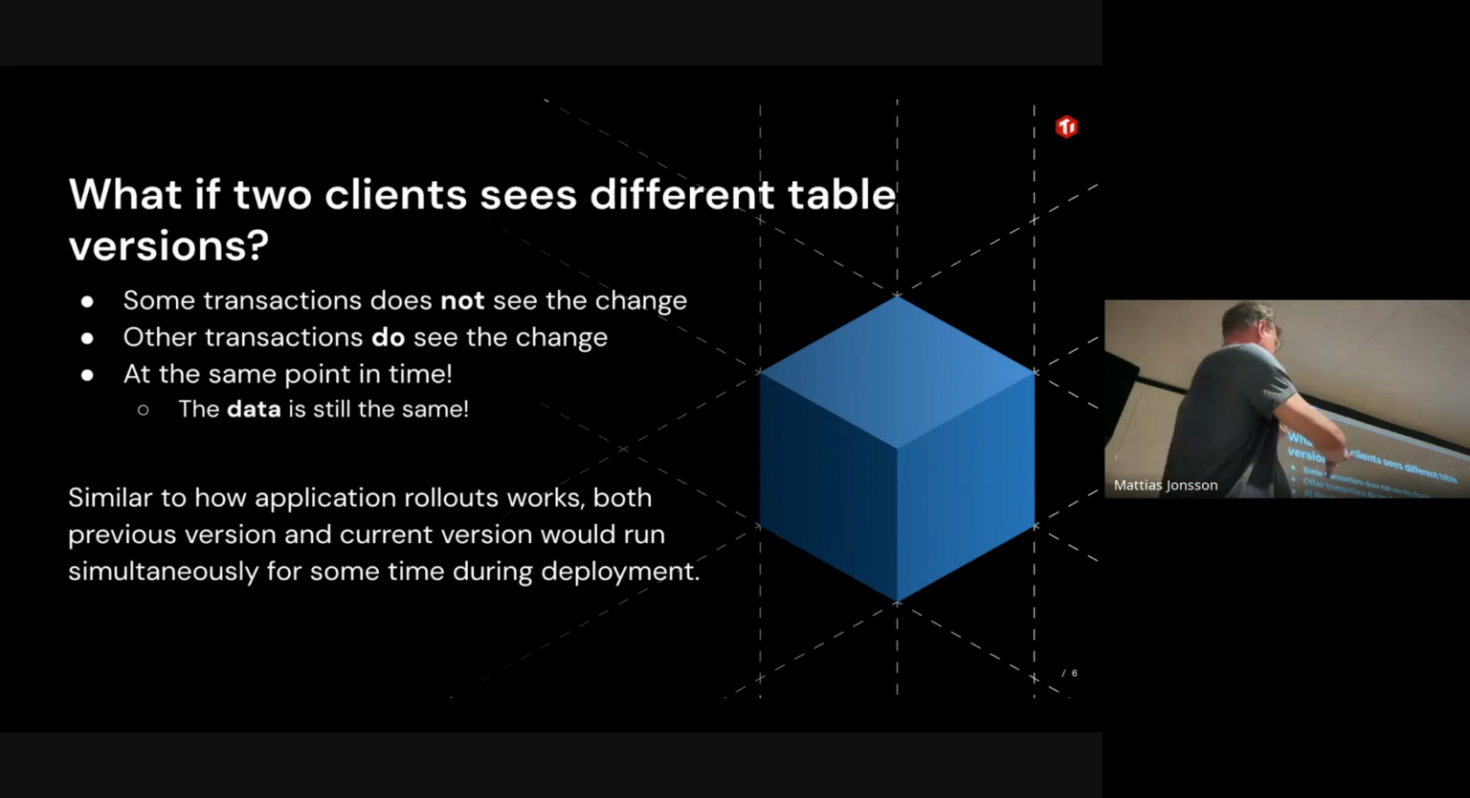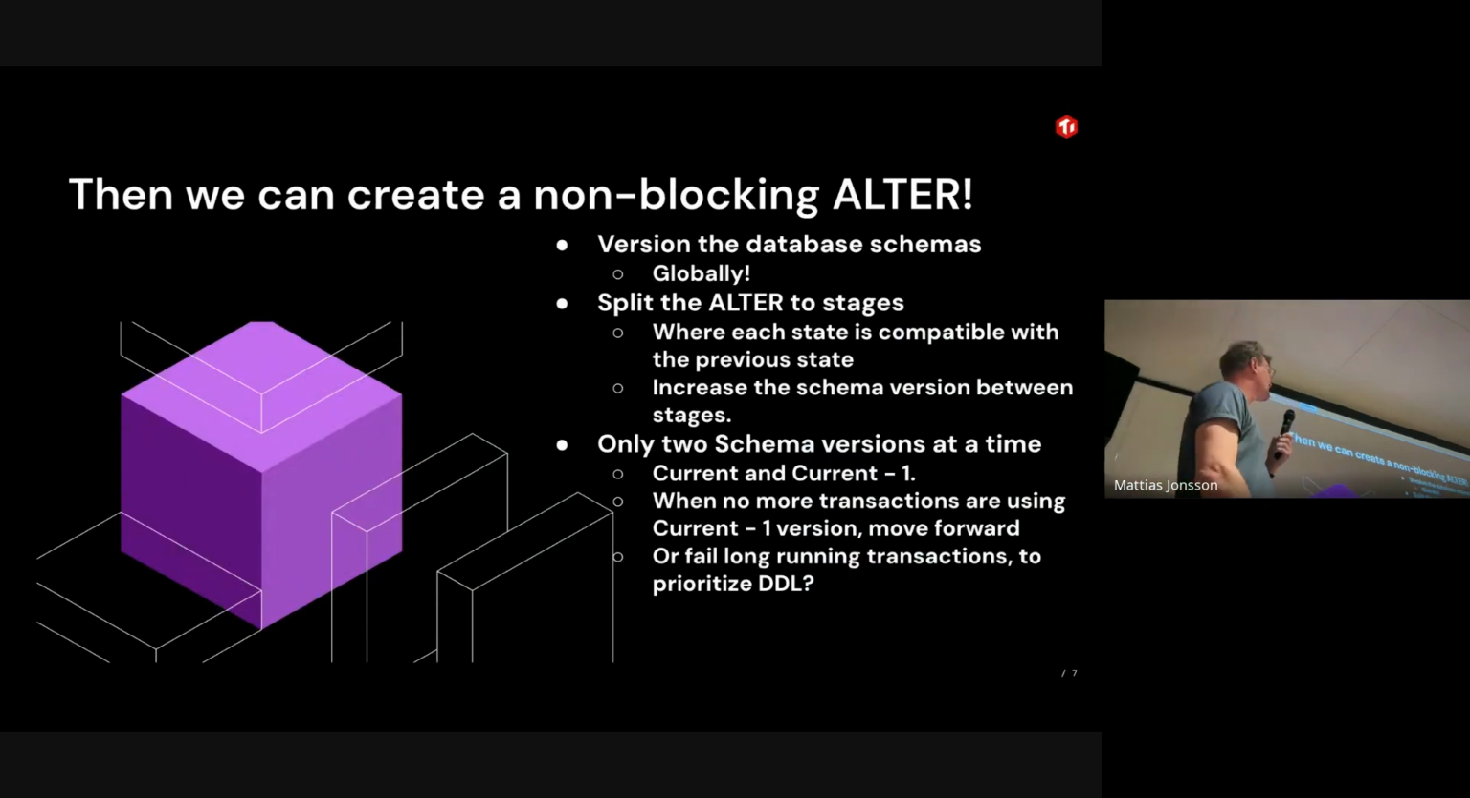So I would bind it slightly to how application rollout works. You don't just shut down all the applications, wait until they're done, and then start a new application, right? So if you have that mindset also for the schema changes, it makes more sense and makes it easier to remove even these small hiccups where you have a blockage between transactions before and after the change. So if we allow that, then we can actually do non-blocking alters.